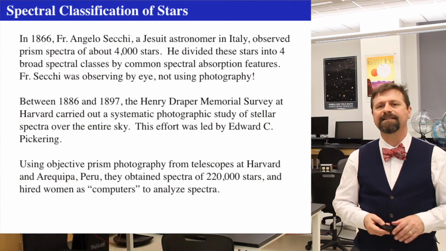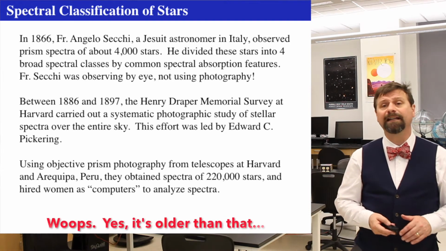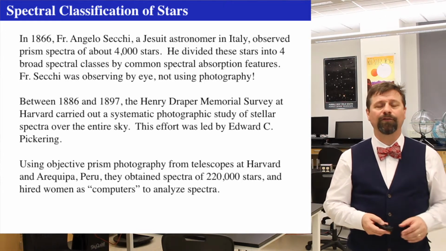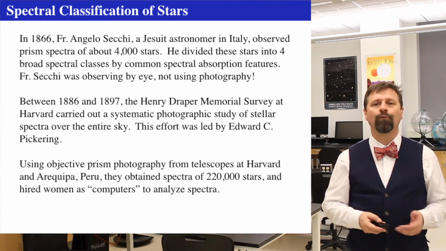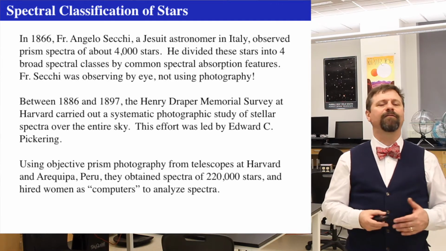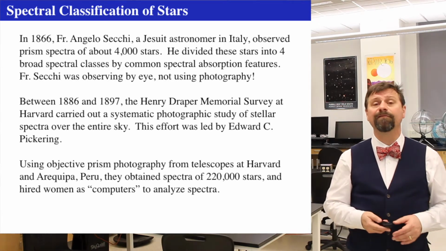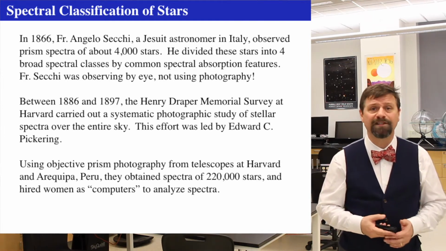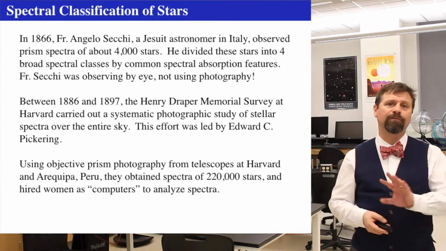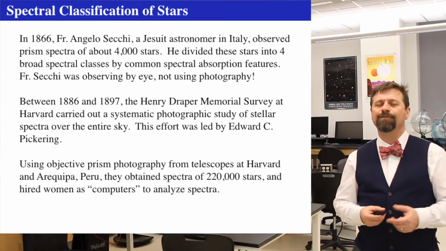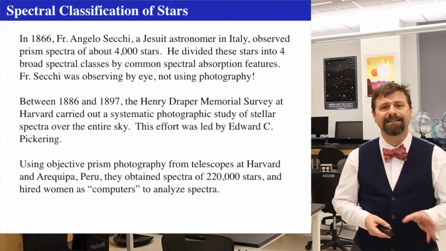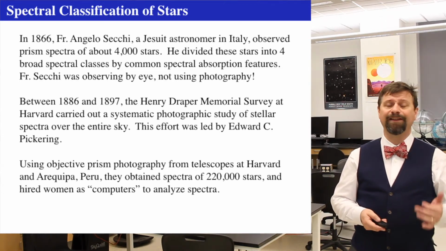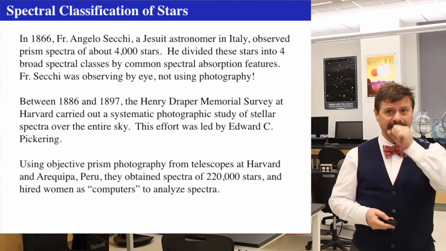It started in the 1860s with a Jesuit astronomer in Italy who observed about 4,000 stars or so with a prism, just to his eye, and he divided them into four rough groupings. He found that there were common spectral absorption features, meaning dark lines that he could see. So he was doing this all by eye with no photography, and it's very interesting that he was able to group them. So that's the 1860s.